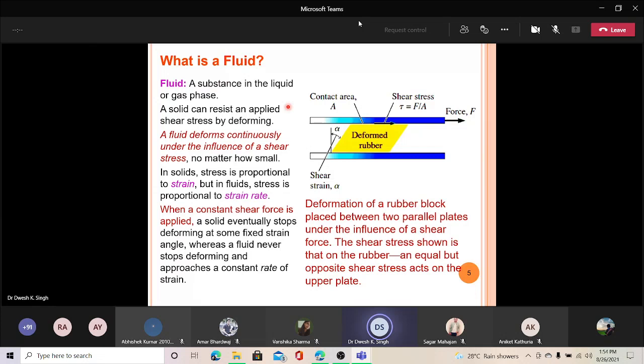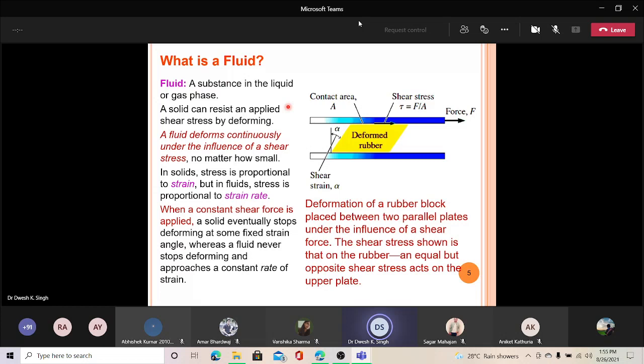In a solid, stress is proportional to strain. I think all of you are familiar with this. But in a fluid, stress is proportional to strain rate. Why does strain rate come in? Because the fluid is always in motion. Motion means there is a velocity, and velocity is in meters per second. So it is always counted in terms of velocity.